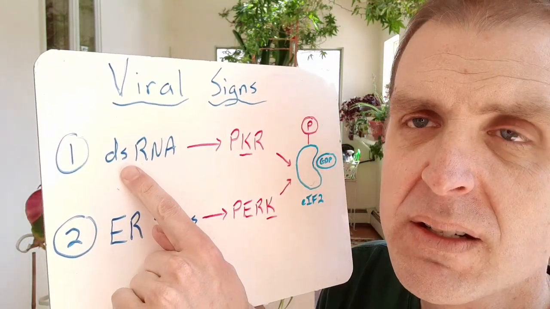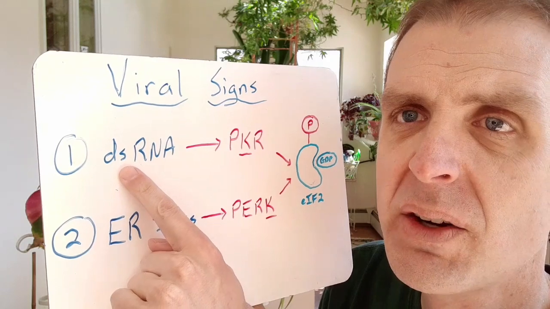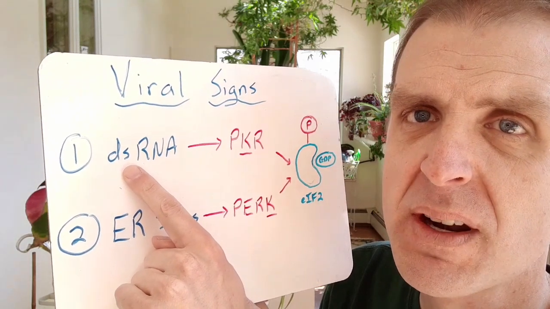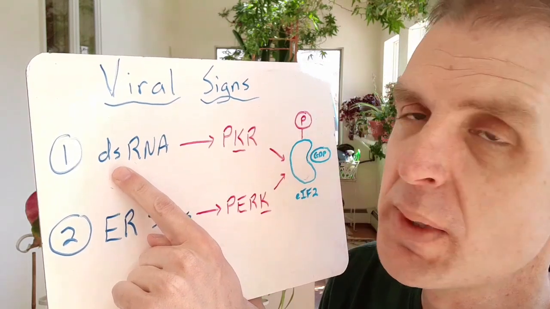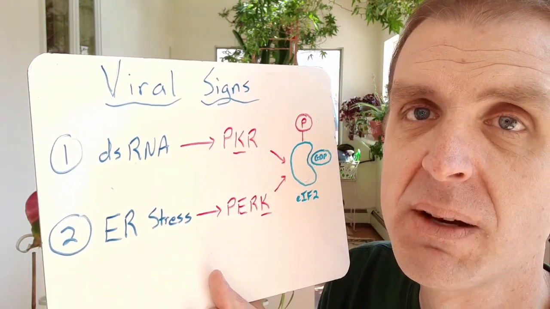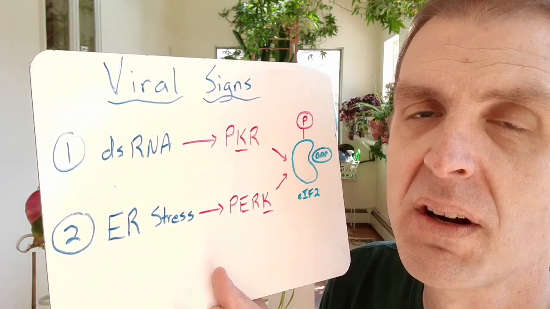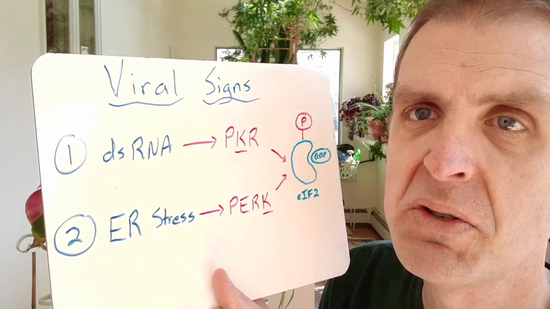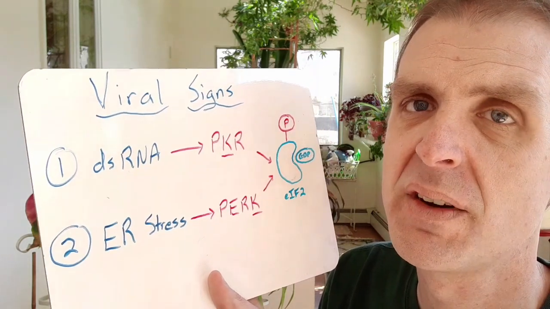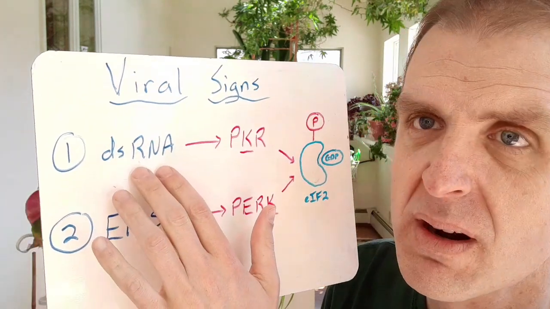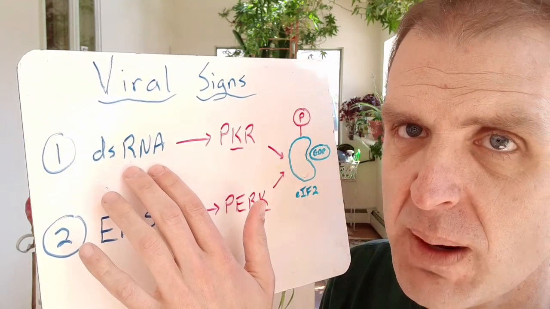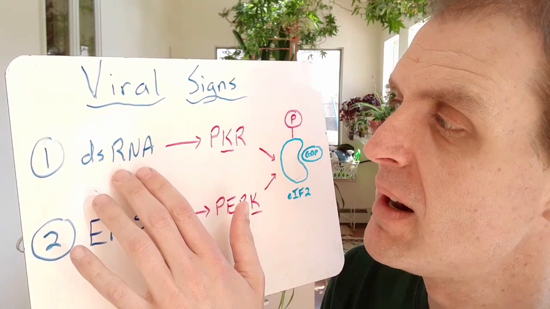One is that usually in a cell you don't have long stretches of double-stranded RNA, but when we learned about all the different virus genomes, we learned that some virus genomes are just made of double-stranded RNA, and for others there's a double-stranded RNA intermediate while they're trying to get copies of their genome. And so double-stranded RNA would be a pretty good indication that you have a virus infection.